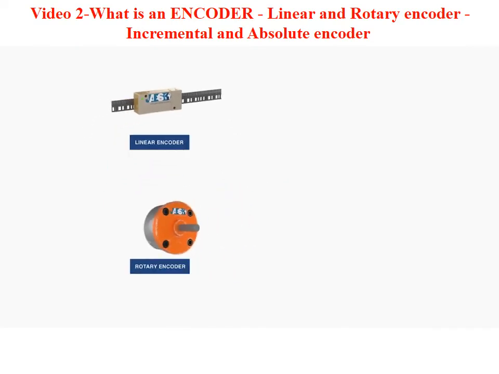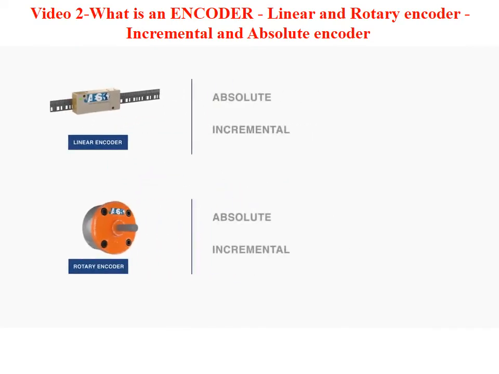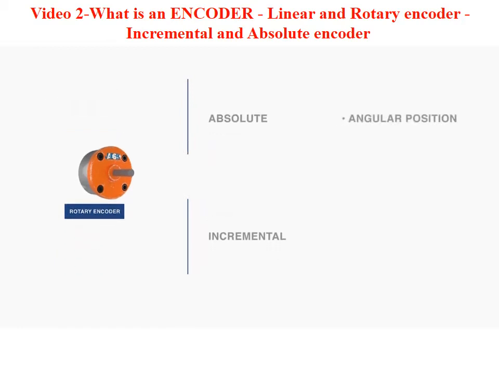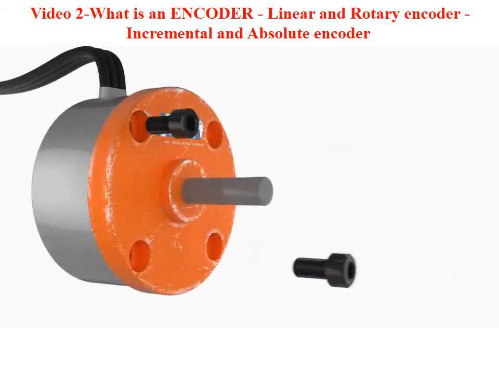As we have said before, both linear and rotary encoders can perform absolute or incremental measurements. Absolute rotary encoders can measure angular positions, while incremental encoders can measure things such as distance, speed, and position. Here, an example of an absolute rotary encoder.